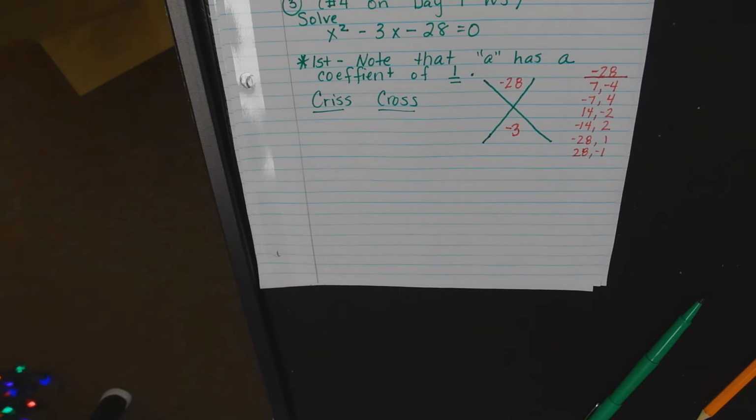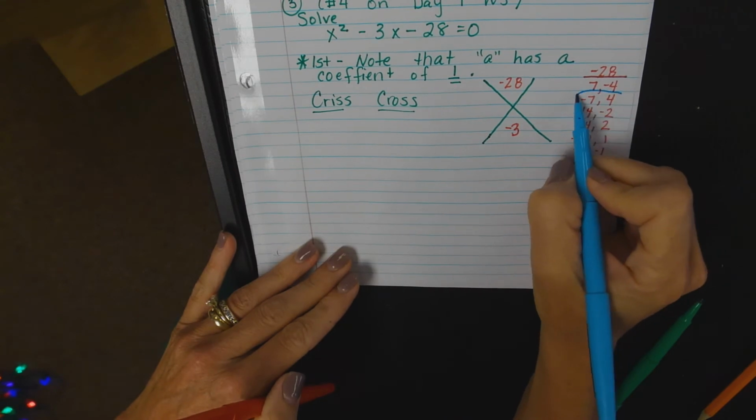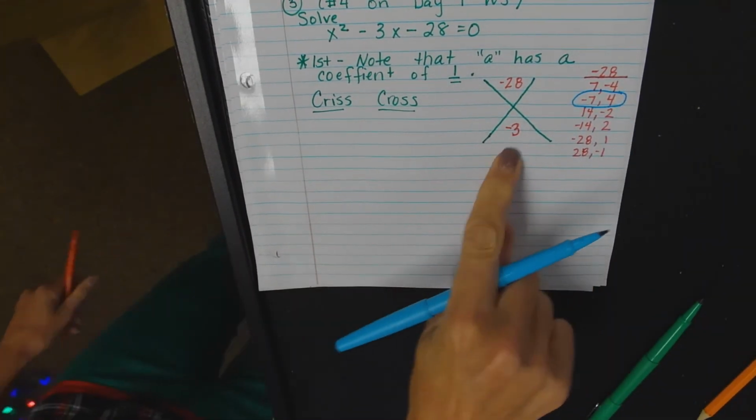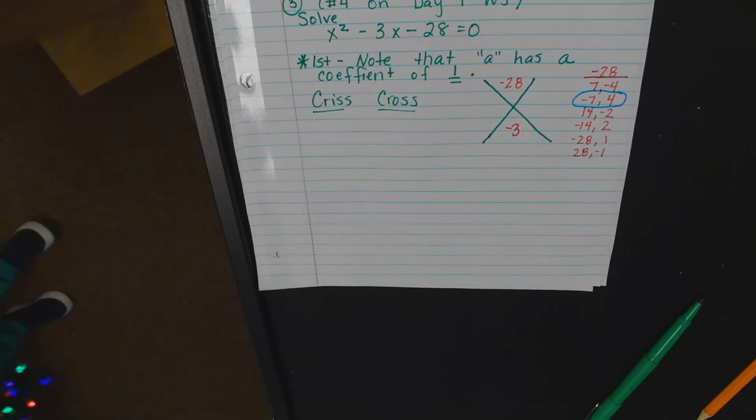Where does this come in? This is the answer, whatever factors you have. I'm going to take my blue and circle what I want. And this negative 3 comes into play. Factors of negative 28 that add up to what? Negative 3. Look, just don't give up so quickly. Negative 7 plus 4 is negative 3.